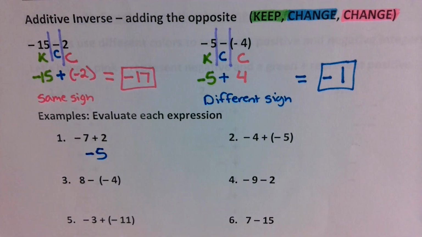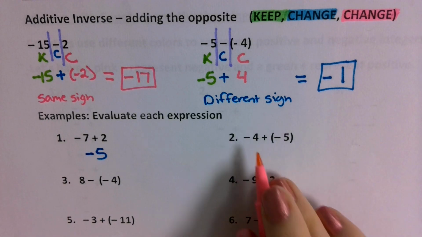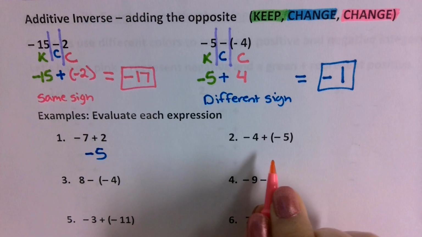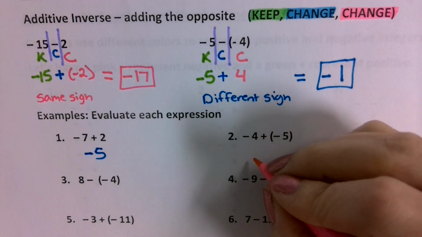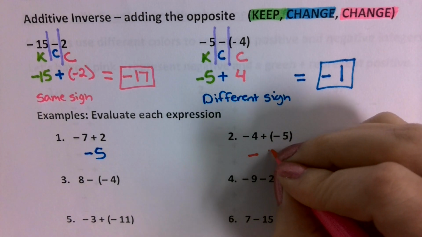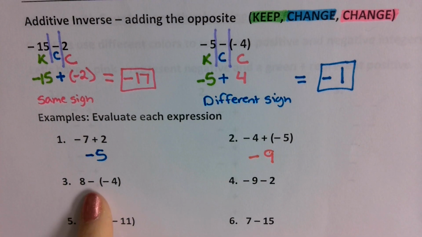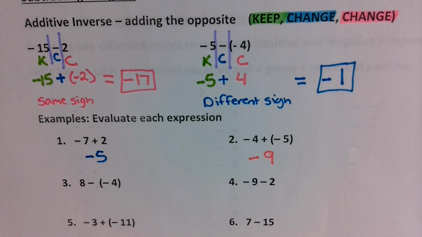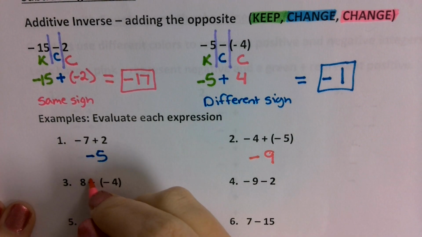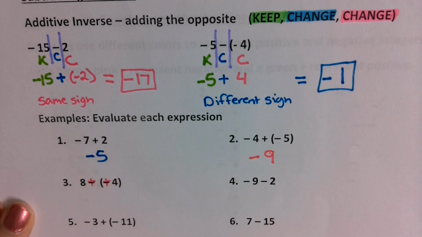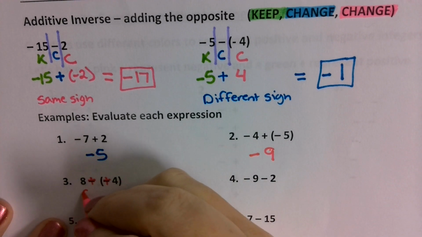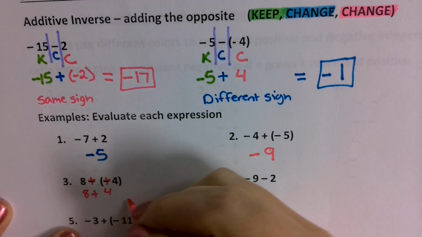For problem number 2, -4 plus -5, what should it be? -9. Yeah, you were looking at number 3. That's okay. All right, and then for problem number 3, we have 8 minus -4. That should come out to +12. You would have changed this to addition and changed this to the opposite, so it's really 8 plus 4, which comes out to 12.